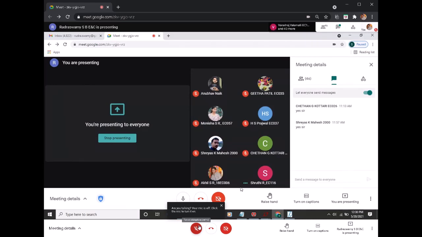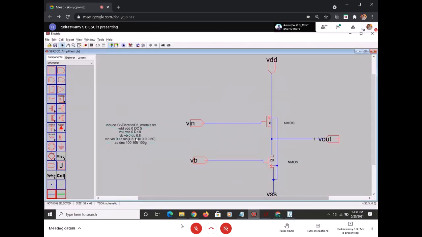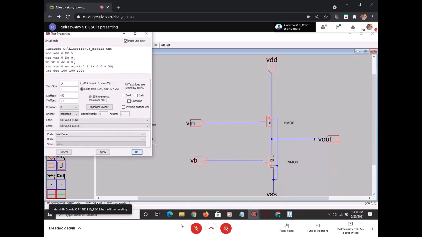Make sure that you practice. Try to change this biasing voltage of M2 also from 0.9. You can keep it at some 0.1 volt or something like that, and you can see how much I have kept here. I have kept somewhere around 0.8. I can just keep some 1 volt, and I'll see what really happens.